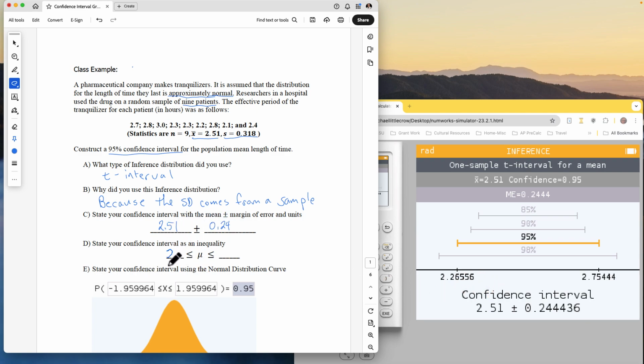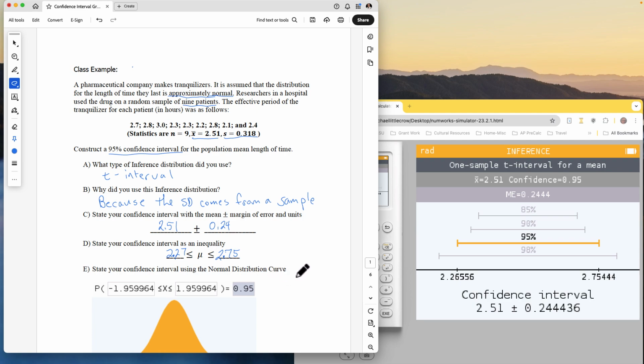So we'll go with 2.27 rounded to 2 decimal places, right? The 6 gets rounded up because of the 5. And then it goes to 2.75. The 5 stays a 5, or rounded down because it's got a 4 next to it. So 2.75.